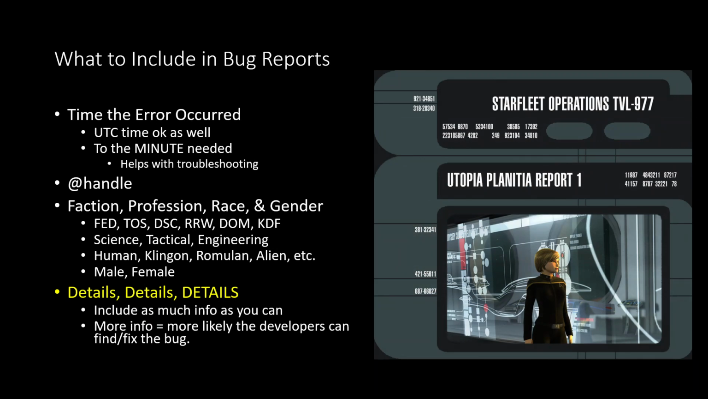Now, when we talk about reporting bugs, helping the developers to fix bugs quicker, here are, as my personal rule of thumb, things to include in bug reports. First off, include the time the error occurred, whether that's actual game time when it occurred or your own local time, with, in parentheses, whatever your UTC time zone is.